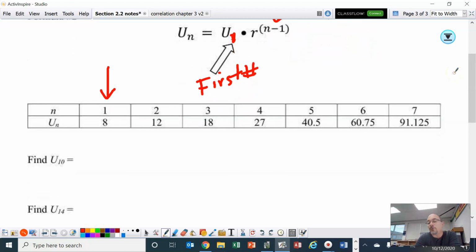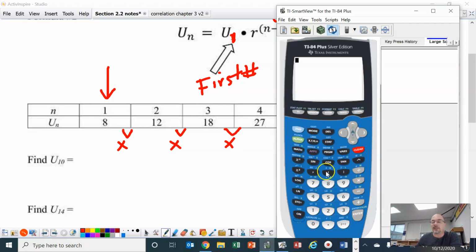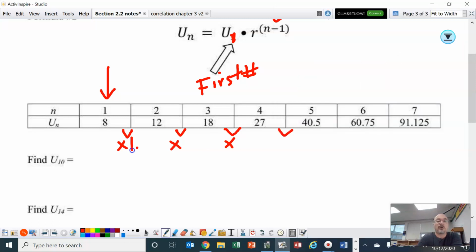First thing, we're doing geometric today, so we already know that we're multiplying by something. I'm not sure what I'm multiplying by here because it's going 8 to 12. So again, I'm going to take the 12 and divide it by the 8, and I see that I'm multiplying by 1.5. I'm going to check one more. I'm going to take the 18 and divide it by the 12, and it's also 1.5. So I'm multiplying by 1.5. That's my rate.